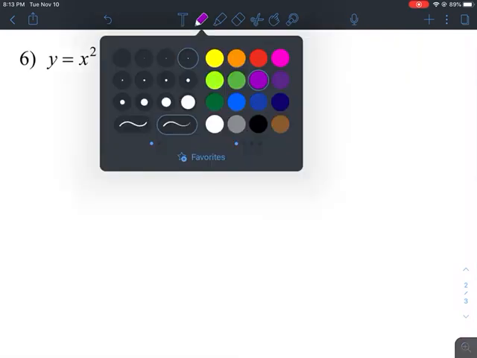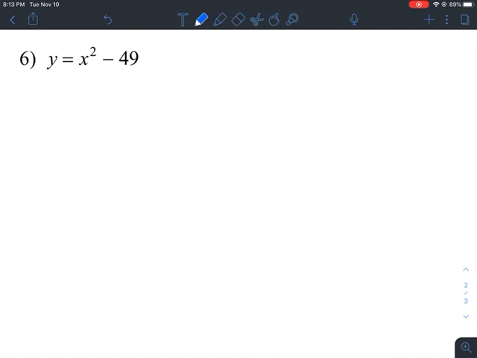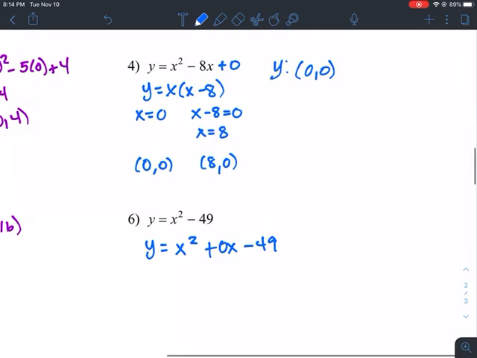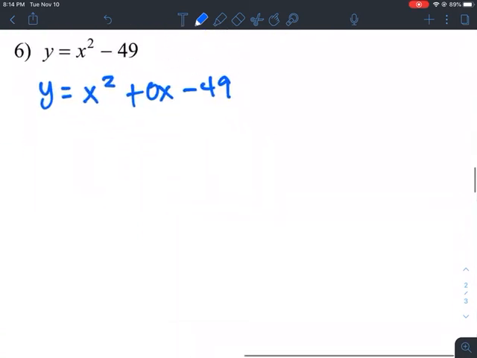Okay. So this one. Again, I'm going to rewrite this. Whenever you have two terms, you got to figure out which one's missing. Remember that A always goes with x squared, B always goes with x, and C always goes by itself. So in this case, it's like saying x squared plus 0x minus 49. Okay, so this one and the one above it, they're different. In this one C was missing. In this one B is missing.